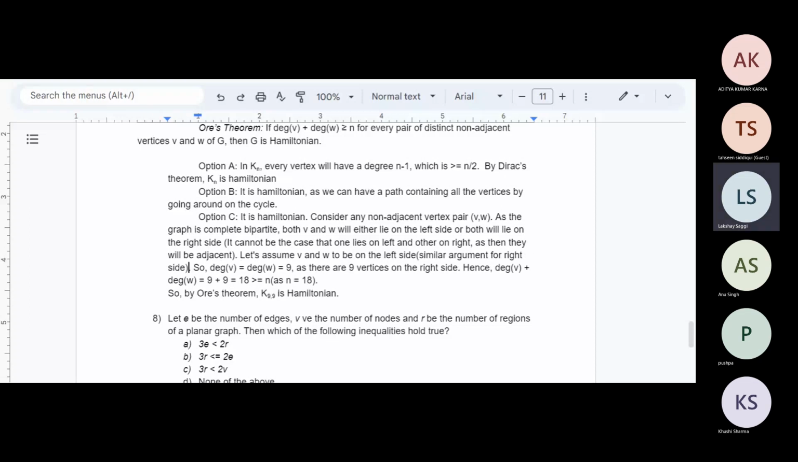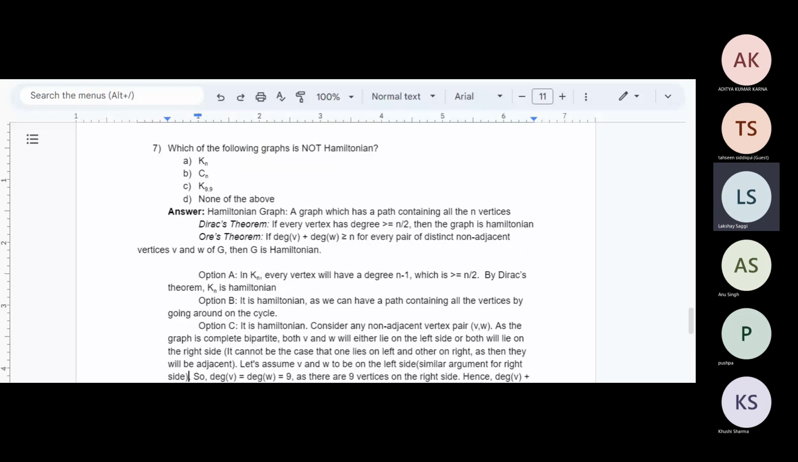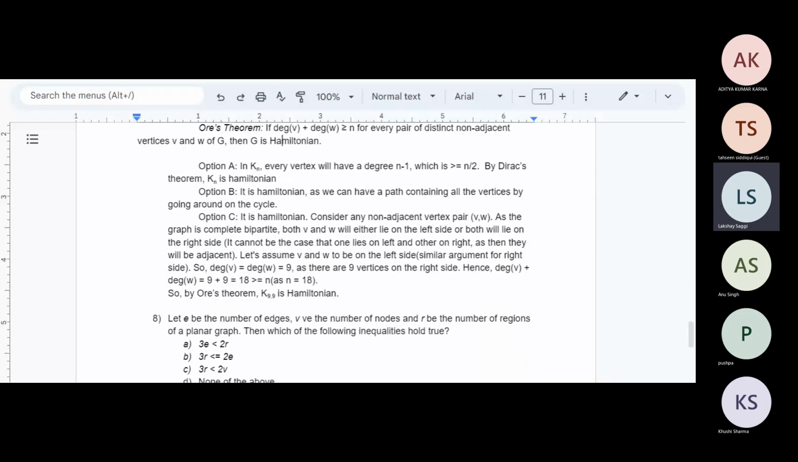I assumed that V and W are on the left side. A similar argument can be made if both are on the right side also. So degree of V is degree of W is 9, and now degree of V plus degree of W will be 9 plus 9, 18, which will be greater than or equal to n, as n is 18. So Ore's theorem says this only: for every pair of distinct non-adjacent vertices V and W, if degree of V plus degree of W is greater than or equal to n, then G is Hamiltonian. And we have just shown that for every pair of non-adjacent vertices, degree of V plus degree of W is greater than or equal to n. Indeed, so K9,9 is Hamiltonian.